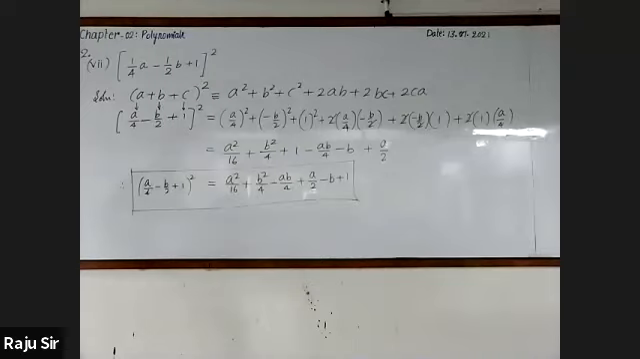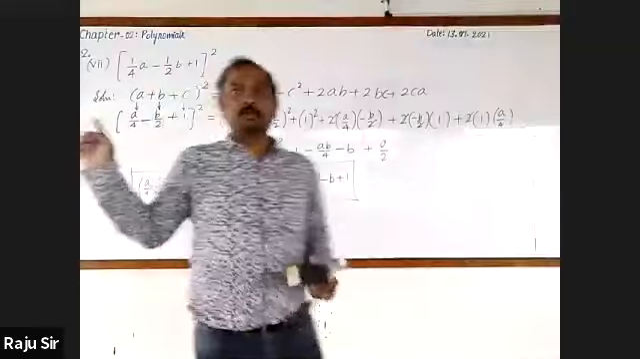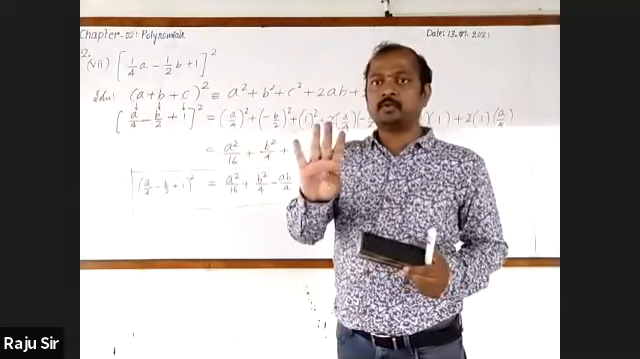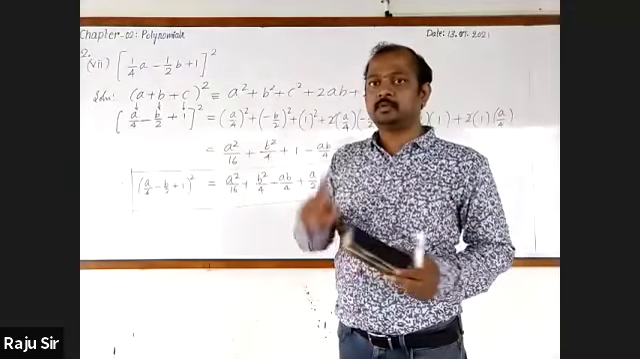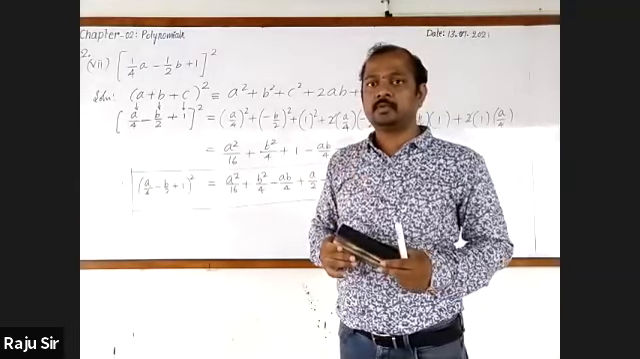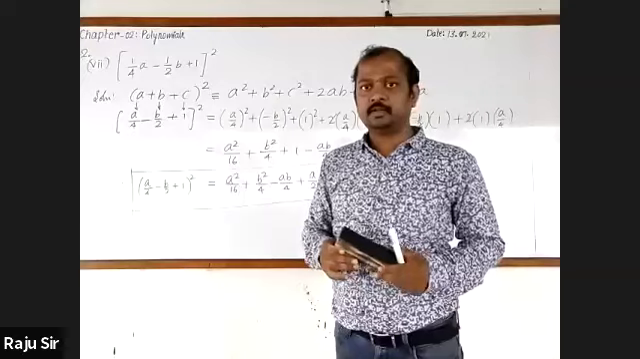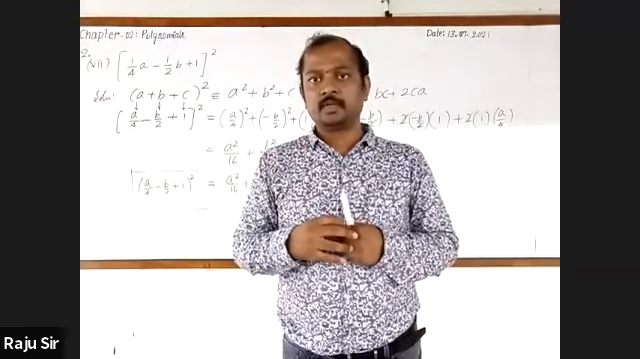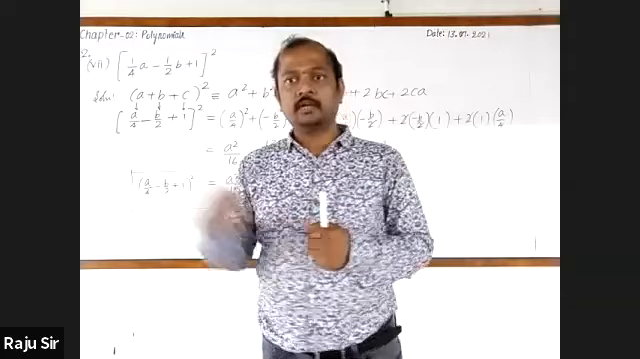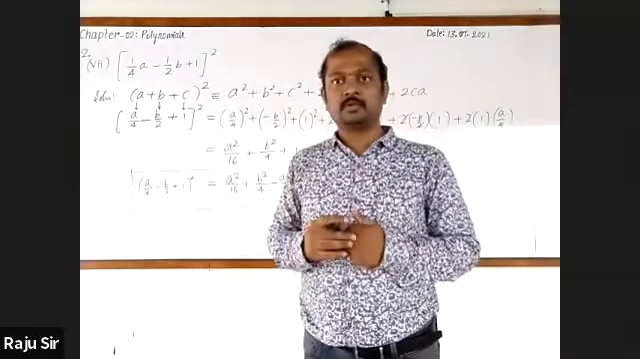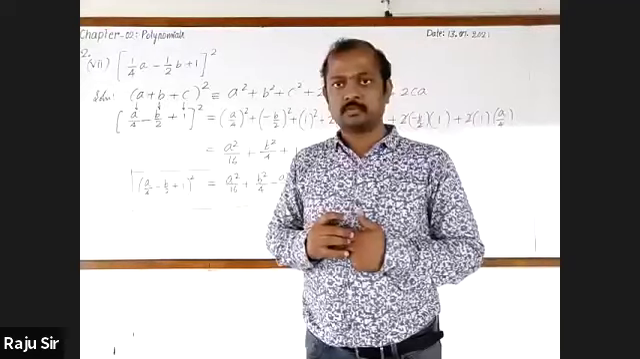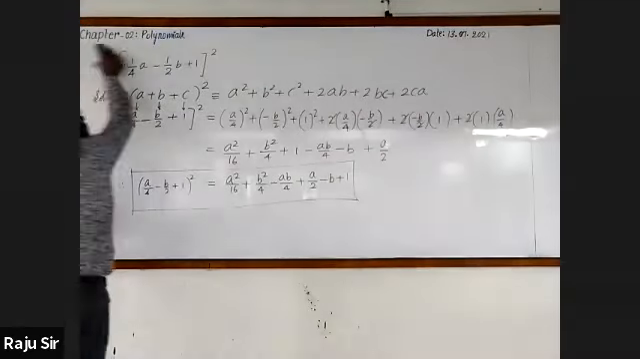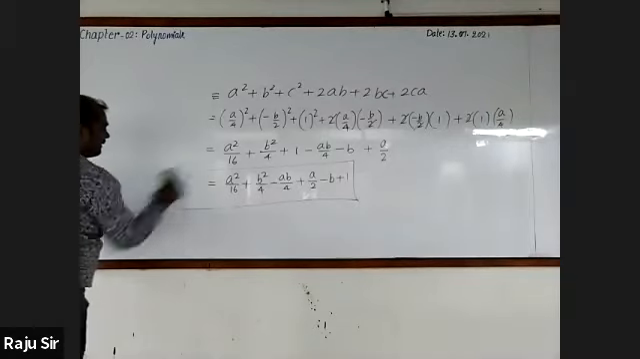So total, how many identities are over with respect to expansion? Four, sir. First one is A plus B whole square. Second one, A minus B whole square. After that, A plus B into A minus B. So only three, sir. Continue. Four, A plus B whole cube.